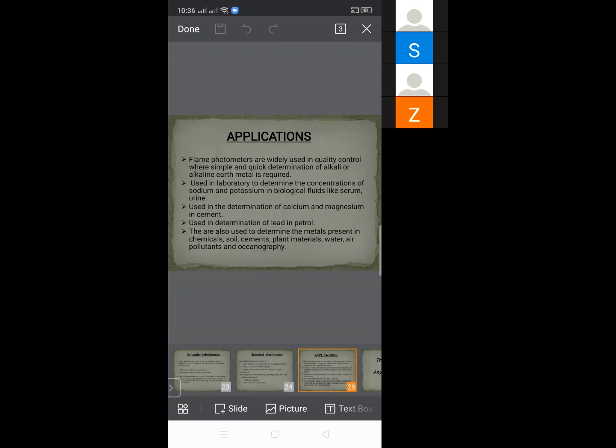Next, it is used in the determination of calcium and magnesium in cement. Then it is used in the determination of lead in petrol. Flame emission spectroscopy is also used to determine the metals present in chemicals, soils, cement, plant material, water, air pollutants, and oceanography. It has various uses. It can also be used for metal analysis, environmental samples such as air and water analysis, and in occupational health and safety areas.